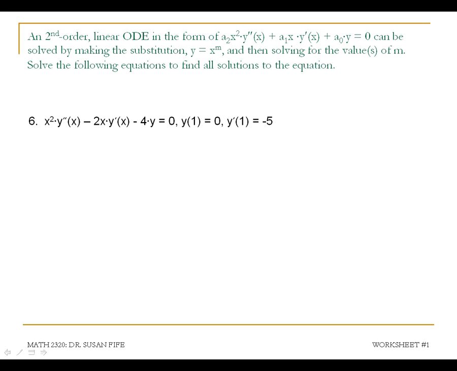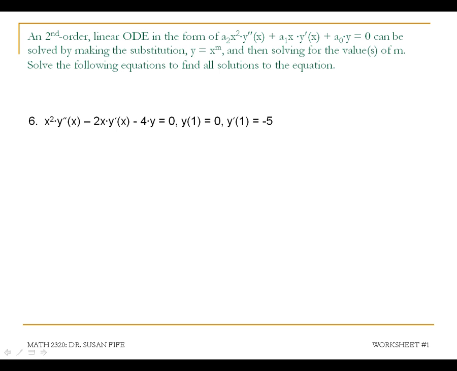Okay, on number 6, we have a second order linear ODE of the form. In this case, the form that you're looking at is that this x has the same power as the order of the derivative. So you have an x squared times the second derivative of y, and you have an x to the first times the first derivative of y, and then you have no x's times y itself. We're going to look at this type of equation later on in the course.